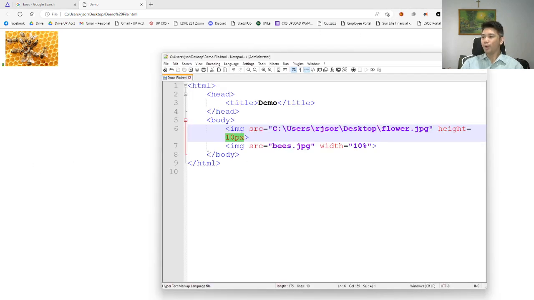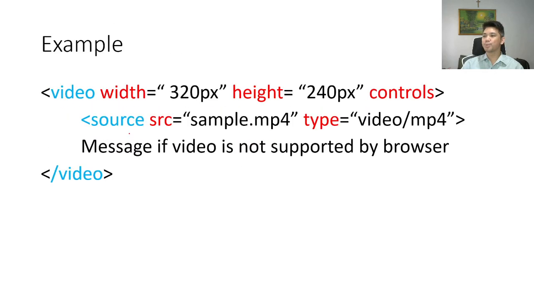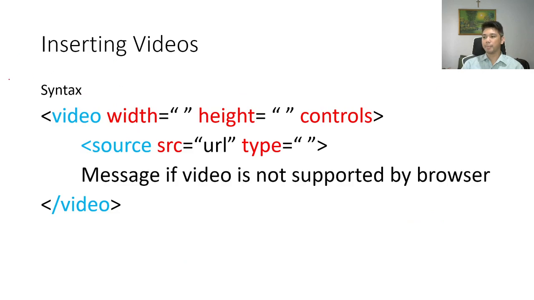Okay, so we are good with images. Let's go with videos. For videos, this is the syntax. We use the tag video, and then we can set the width and the height, or vice versa, height first before width. And then we write the attribute controls.